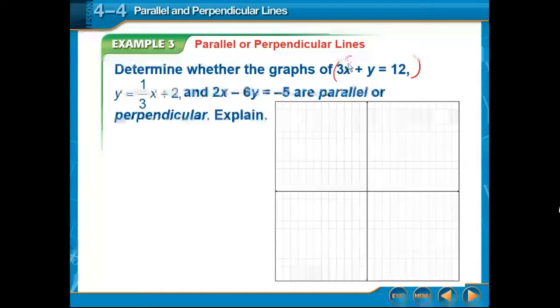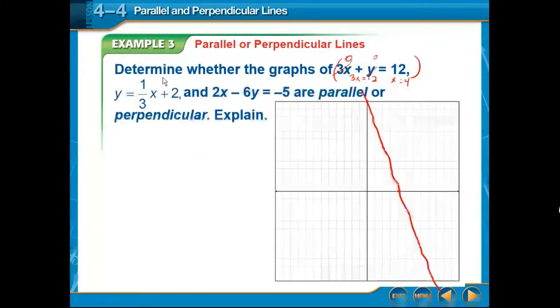So if I put in 0 for x, that part goes away and I have y equals 12. So I can graph that right there. Okay, and then I can put in 0 for y and see what I get for x. So 3x equals 12 would mean that x is 4. And I can graph that there. So for that, if I want to draw the line through there, anyway, that would be one line.